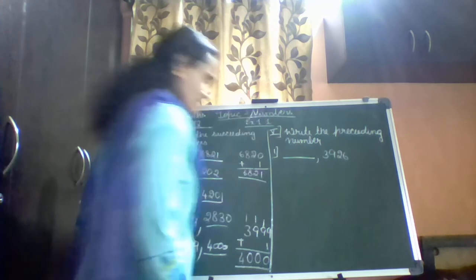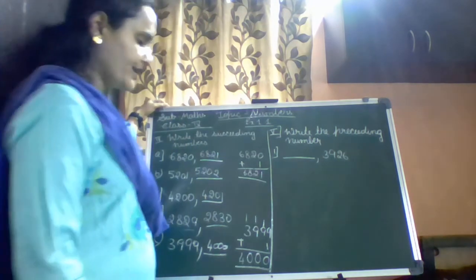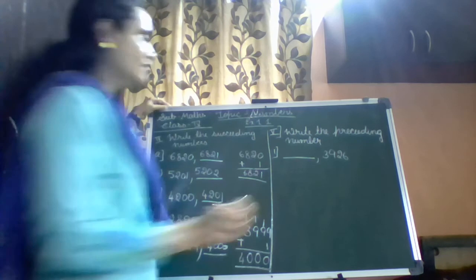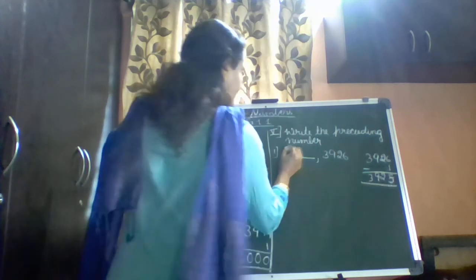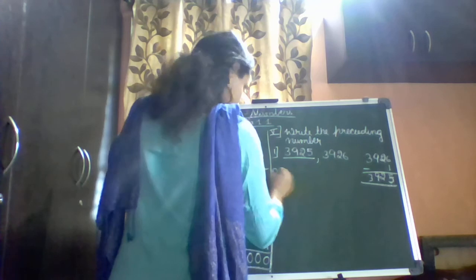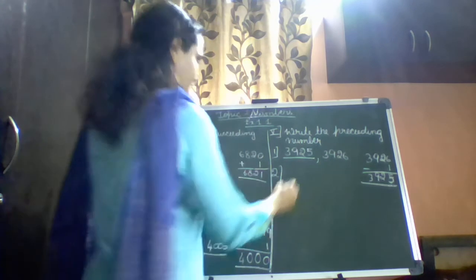3926. What I told you: when you have to write the preceding number, you subtract 1 from the last number. So this is 3926 minus 1. 6 minus 1 is 5. So the number would be 3925.